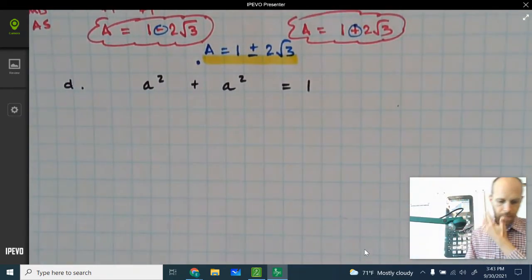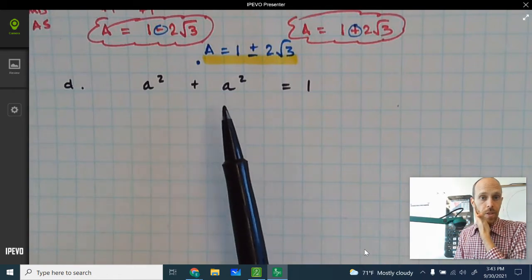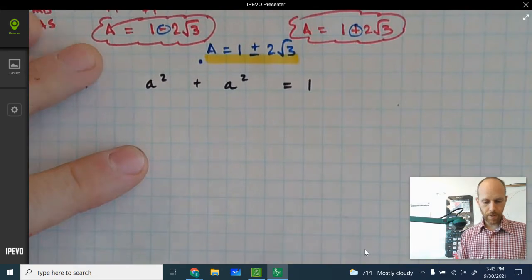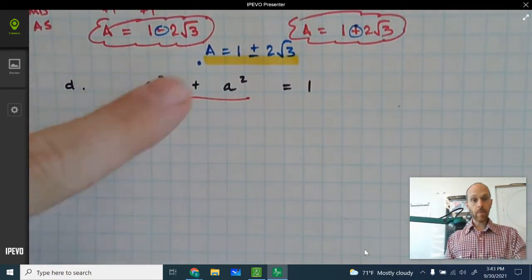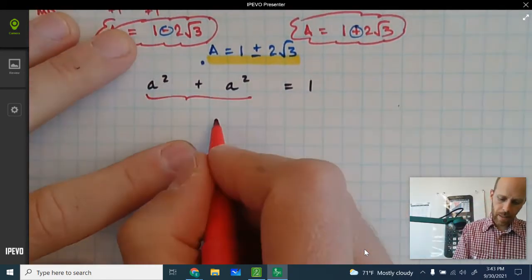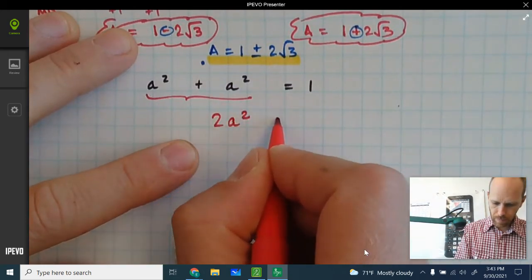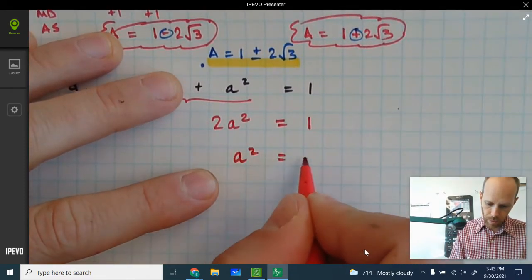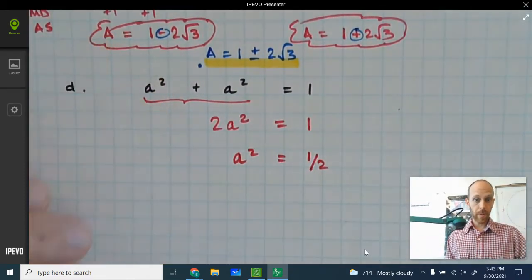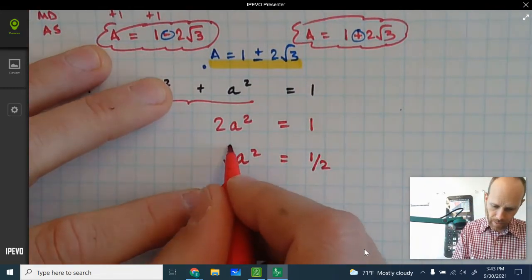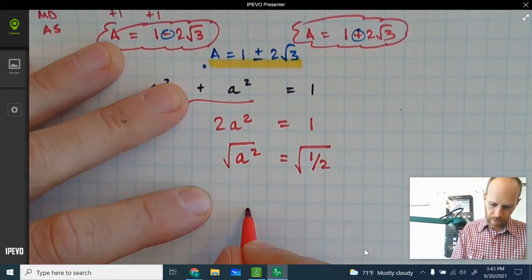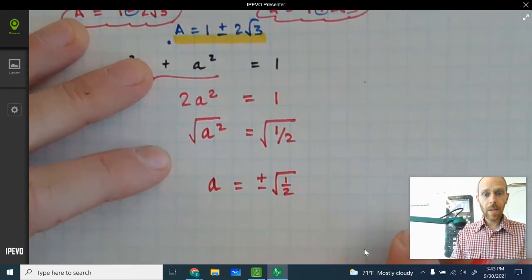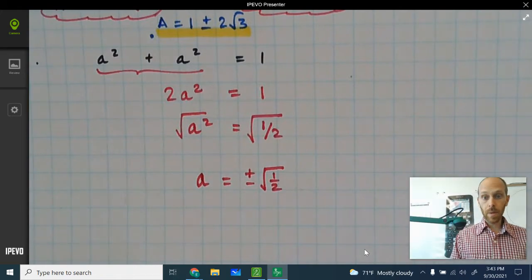Moving on to the last problem. Here I've got a squared plus a squared equals 1. So this would be a situation where you're going to have to do a little simplifying first, starting with this. What is a squared plus a squared? Well, that would be 2a squared is 1. So a squared is equal to 1 half. I divided both sides by 2. Take the square root of both sides. You would get that a is equal to plus or minus the square root of a half, which is a perfectly good number. I'm happy with that.